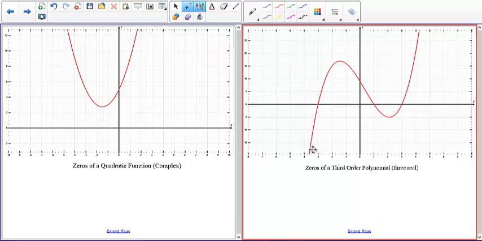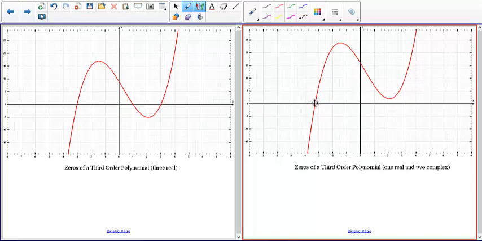Now, a third order polynomial, in this case I have 3 x-intercepts, I have 3 real zeros. If I shift this thing up so that it only intersects one place, that means I have 1 real zero and 2 complex zeros. So you always have an odd number of real zeros, and you always have an even number of complex. You might have one real and 2 complex. You might have 3 real and 2 complex. You might have 1 real and 4 complex. So there's always an even number of complex roots.